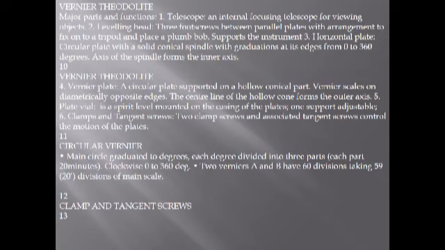Fifth part is the plate level. It is a spirit level mounted on the casting of the plates. One supported adjustable spirit level is used for leveling, to check whether the instrument is properly leveled or not. If the bubble comes in between the spirit level, it means the instrument is fixed in the proper way.